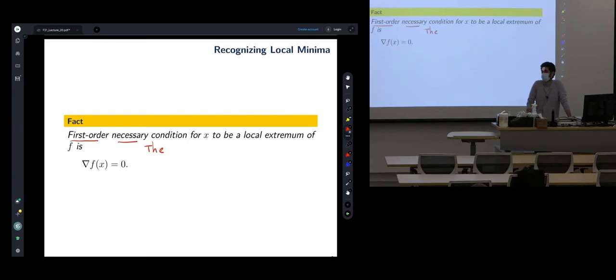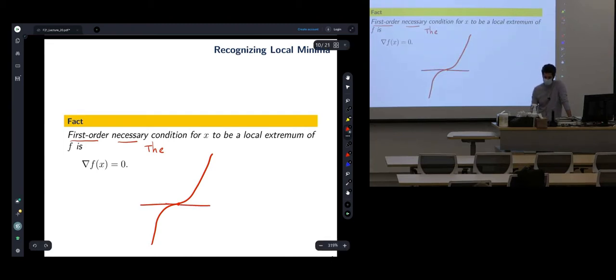Necessary because we have observed that this must be true, but there might be other points that satisfy this condition and are not necessarily minimum. So it's not sufficient. I can come up with one counterexample here. This is a turning point of my function. You can get a slope that is 0, but it's neither minimum nor maximum.